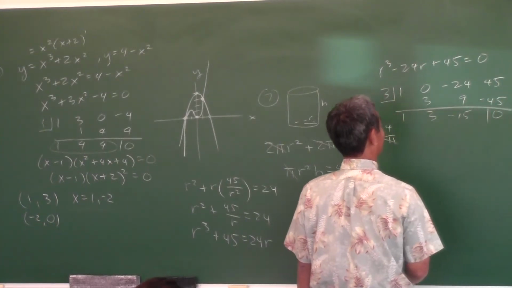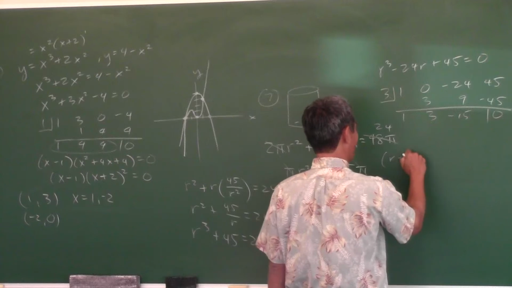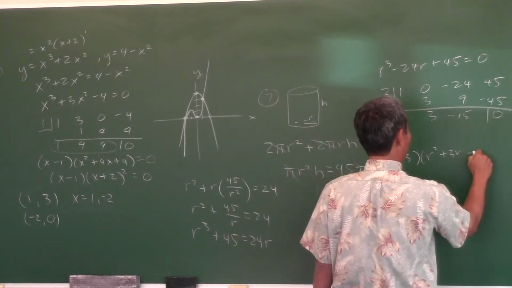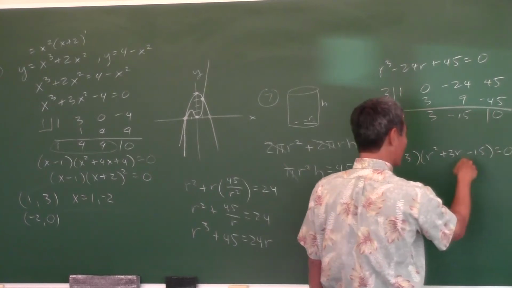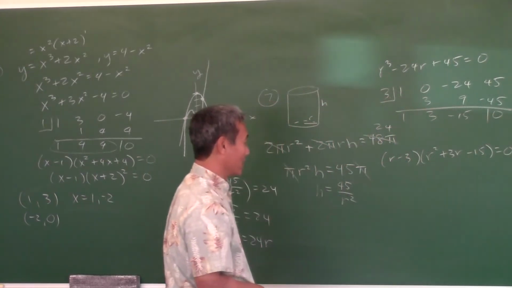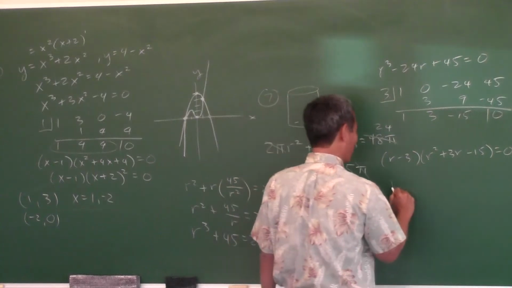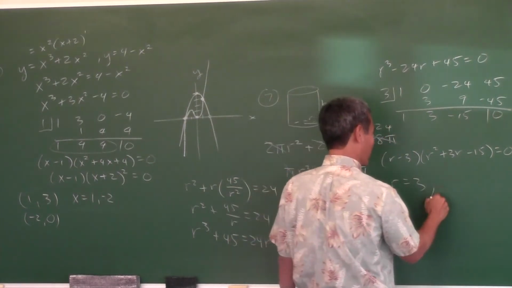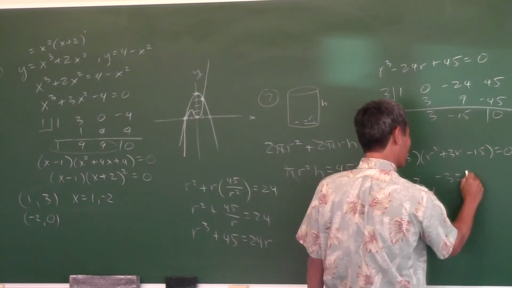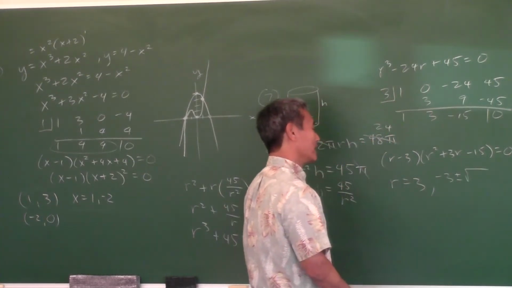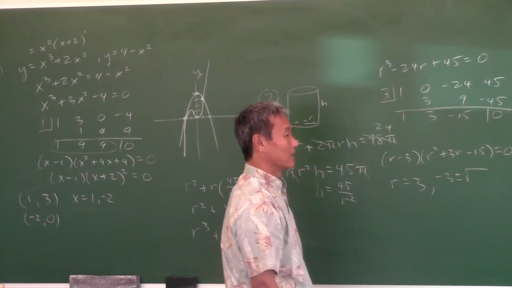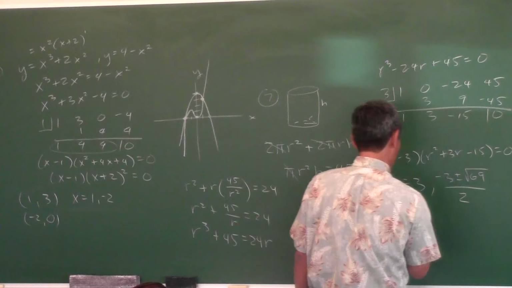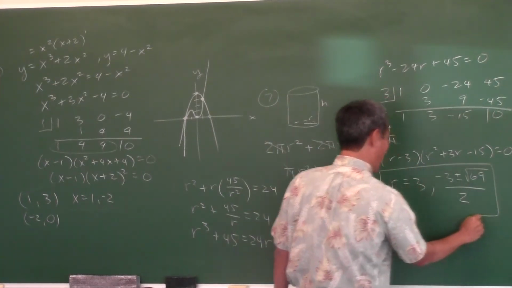Yowza! So r minus 3 is one factor, and then you look at this, that's r squared plus 3r minus 15 equals 0. Once you get it down to a quadratic, you're pretty much done. So your 3 answers are r equals 3, and that's not factorable, so you gotta use the quadratic formula. Negative 3 plus or minus the square root of 9 plus 60, 69, all over 2a. Box that. That's the answer.